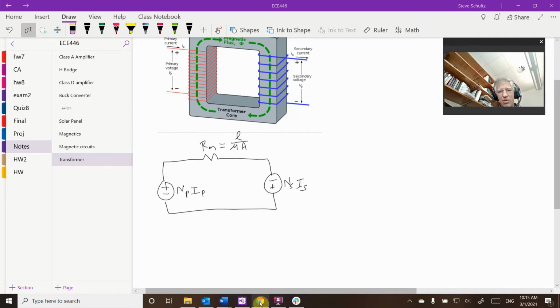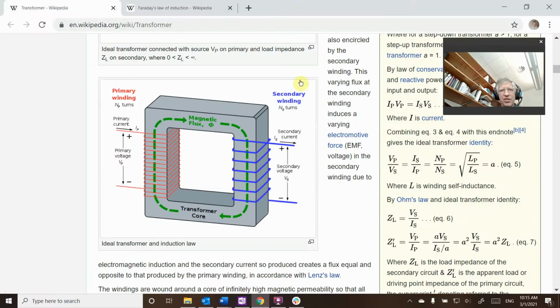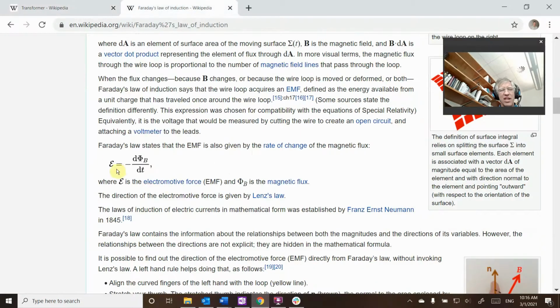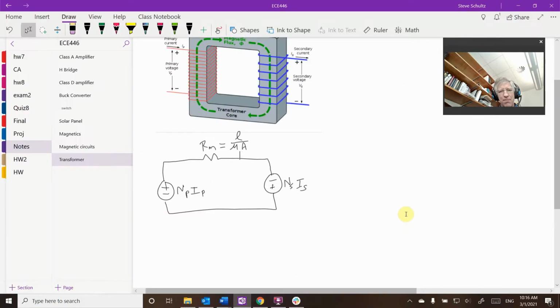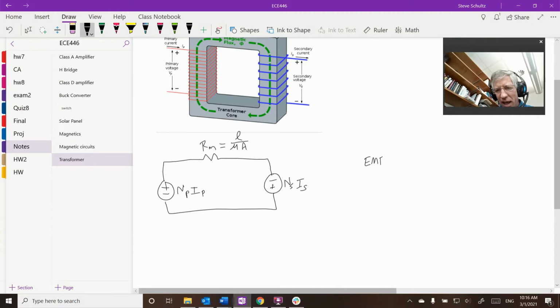Now we have to look at voltages, so I'm going to look at Faraday's law. Faraday's law of induction says that the EMF, which we often call voltage, is equal to minus the derivative of my flux with respect to time. So I'm going to come over here and say that my EMF, which is equivalent to my voltage, is equal to minus the derivative of the flux with respect to time. So we have to find out what my flux is.